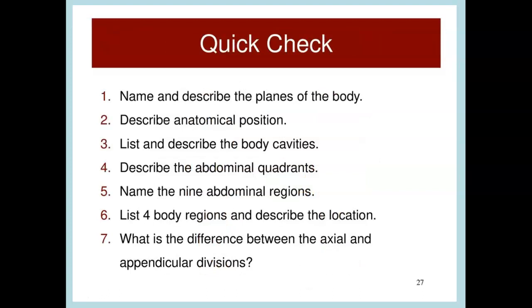So quick check. By the time you're done studying chapter 1, you should be able to name and describe the planes of the body, describe anatomical position, list and describe the body cavities, and describe the anatomical quadrants, which is pretty easy: right, left, upper, right, left, lower. The 9 abdominal regions, remember, hypogastric, lumbar, and so forth. Then 4 regions that describe location, and what's the difference between the axial and appendicular divisions.